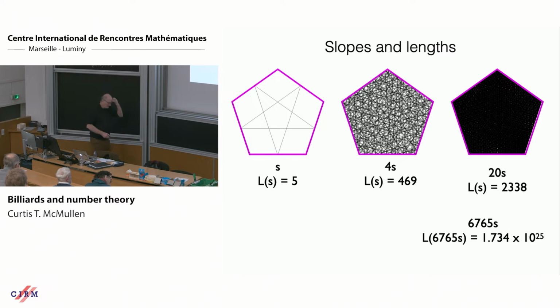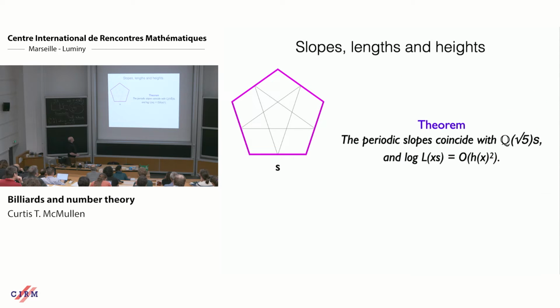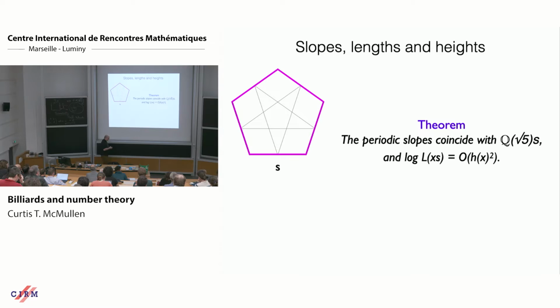And in fact, when you first start looking at this, you think, oh, well, most possible slopes cannot be realized because you run your computer for a day and a half and the trajectory never closes. But in fact, there's a theorem which says the periodic slopes coincide with everything they can be. That is, there's an associated real field here, which is Q adjoin the square root of 5. You take that initial slope that I mentioned, and any multiple of that slope by an element of this field is periodic.